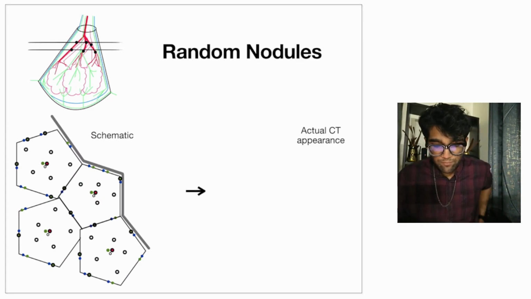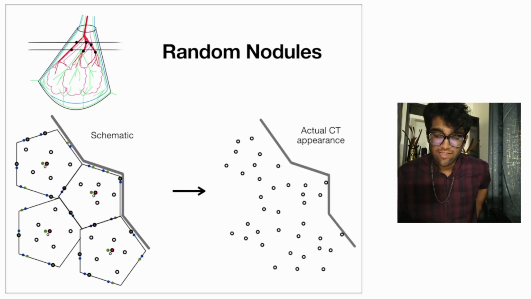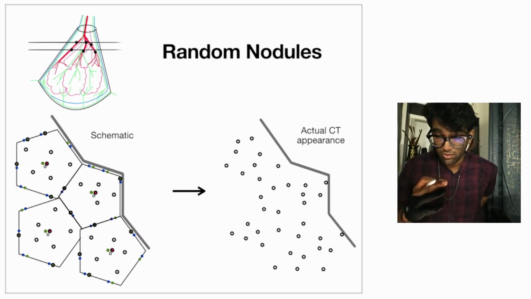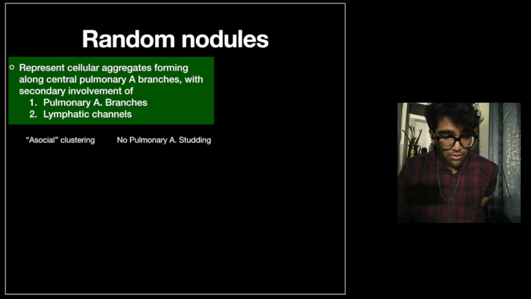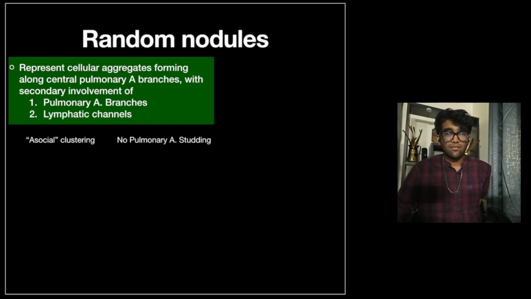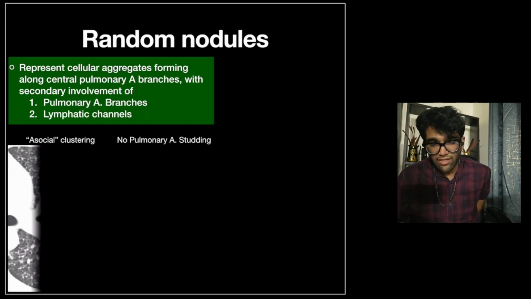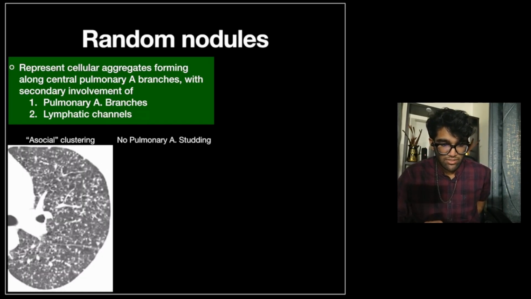So this is the actual CT appearance: diffusely placed nodules that maintain distance from each other. They may or may not involve the septal fissure. These essentially indicate that there is something coming in from the hematogenous supply of the lungs, within the pulmonary artery, and it may then secondarily involve the lymphatic channels. As you can see, these clusters are very loose. They're not closely clustered like a perilymphatic pattern.